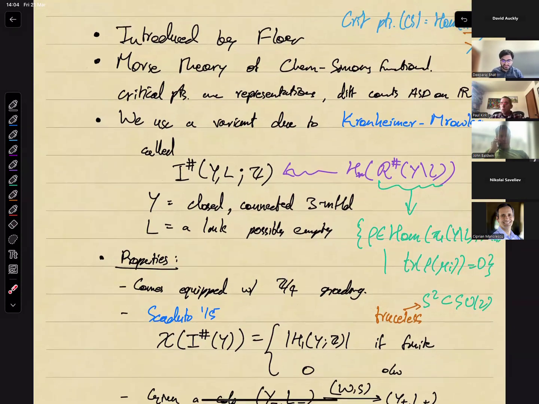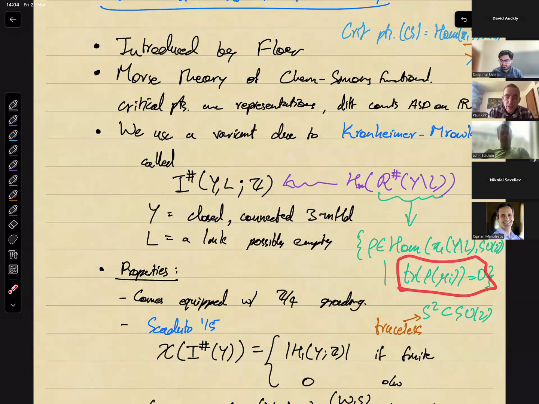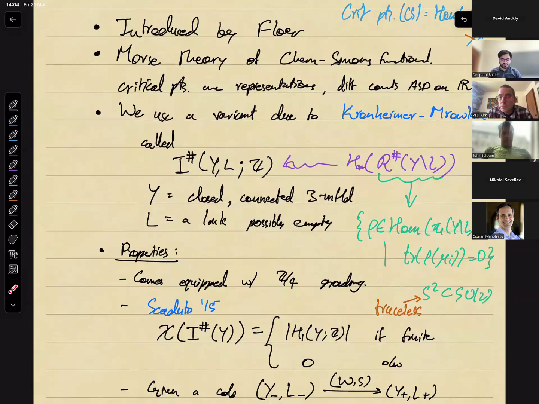And this is defined for any closed oriented three-manifold and any link. The link could be empty, in which case this condition is always satisfied. So you just look at SU2 representations from the fundamental group of your three-manifold to SU2. And you can have as many components as you want.